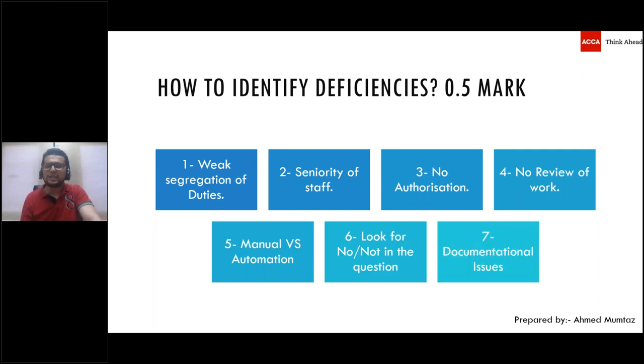Last but surely not the least, look for the documentational issues. For example, the documents should be sequentially pre-numbered. For example, the goods received note or the goods dispatch note should have 4 copies of it. There should be a sequential review performed in order to make sure we could follow up on the missing or the late purchase order. So this is something which we call documentational issues. So this is it. This is how you identify the deficiency. If you're going to solve 3, 4, 5 questions on this topic, you will be able to figure out deficiencies from any given question.